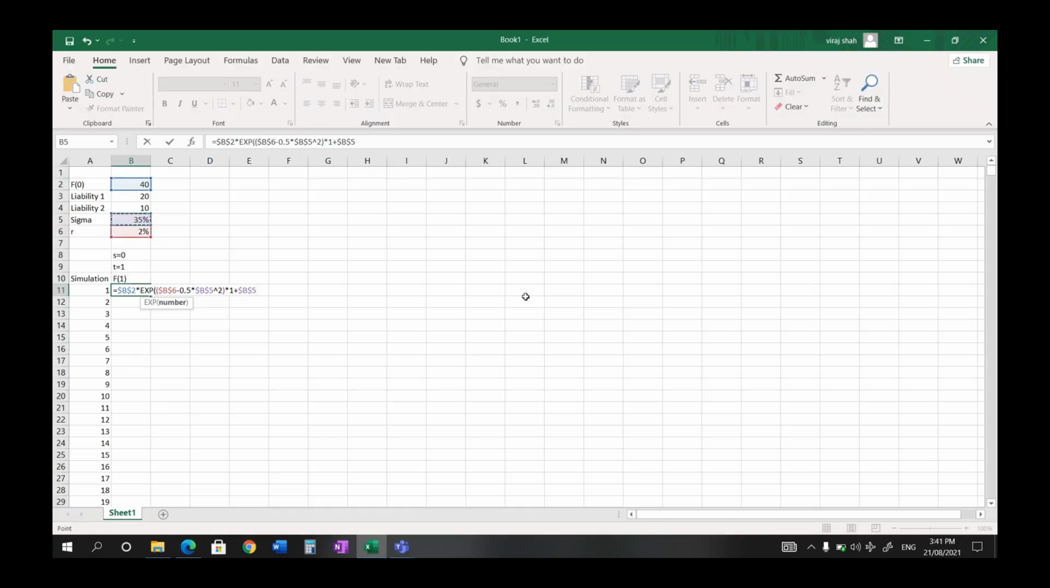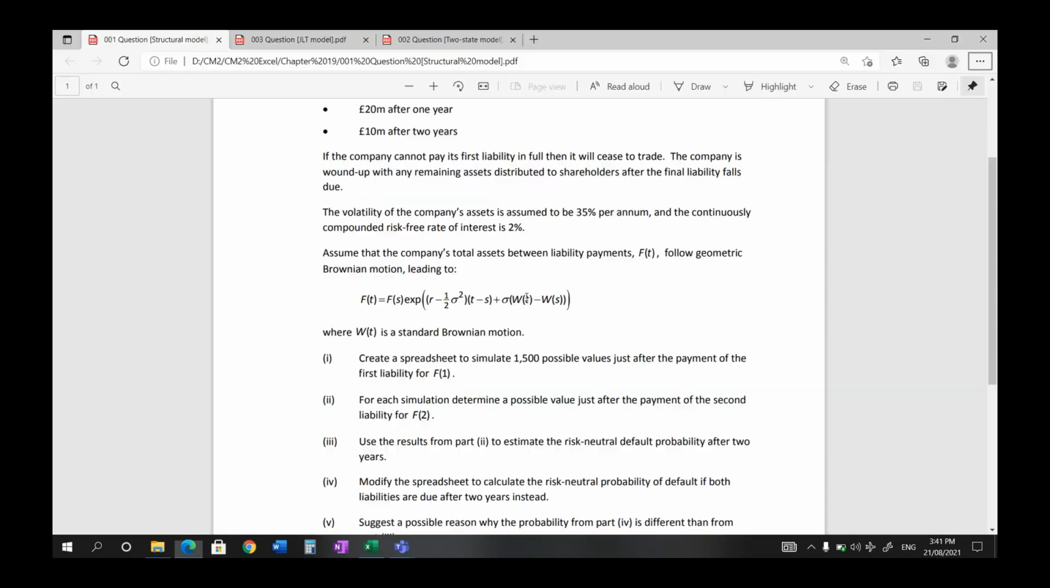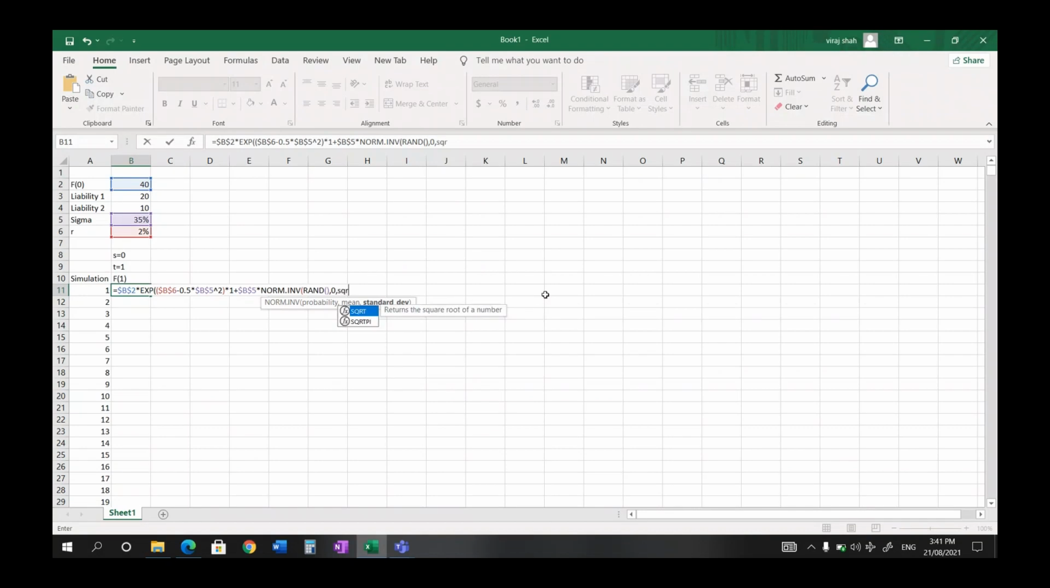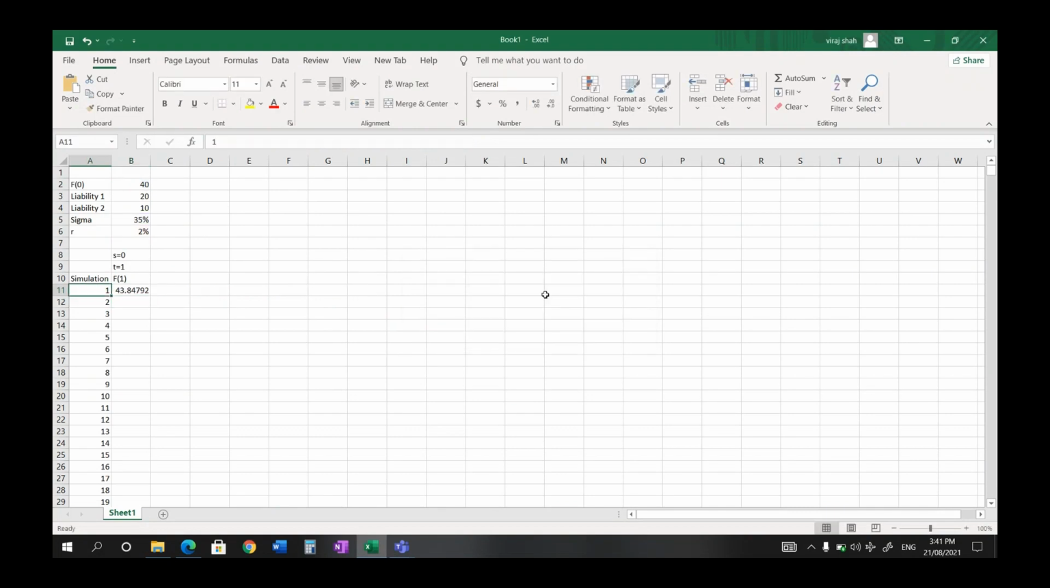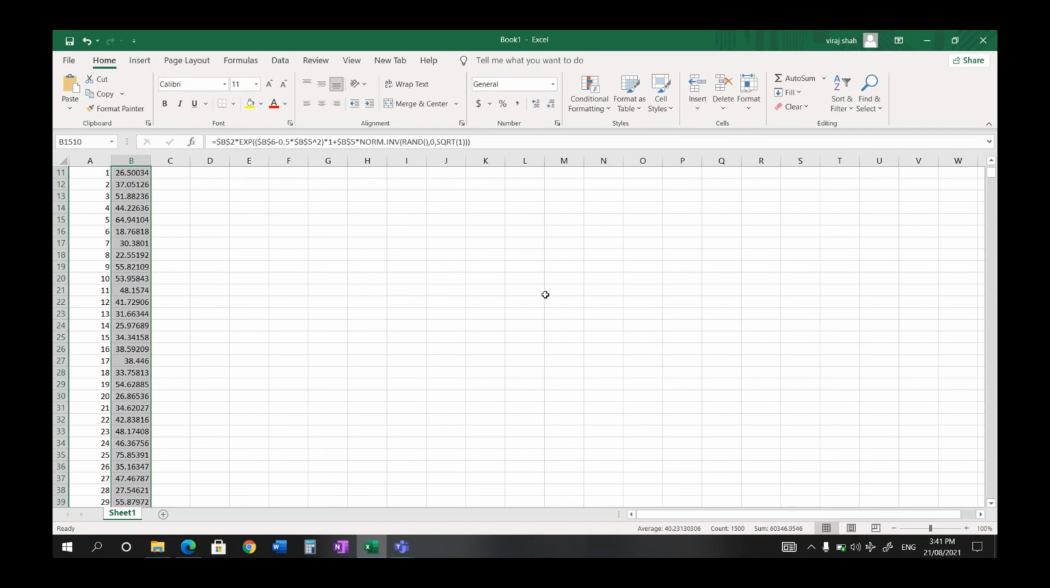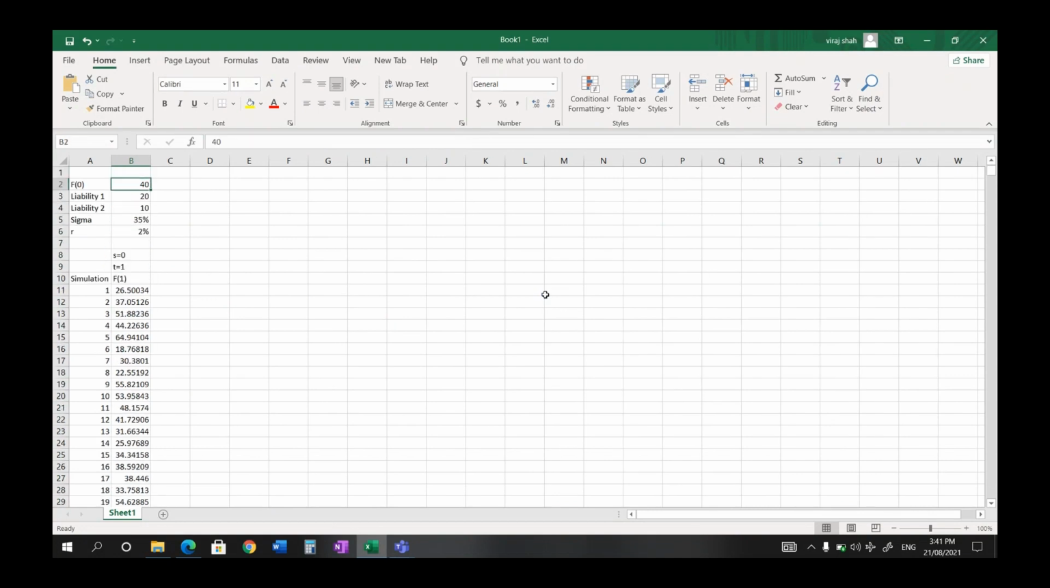So you'll use directly NORM.S.DIST, or you can use norm inverse. Probability would be a random value. Mean would be 0. Standard deviation is the square root of dt, so what is dt here? 1 minus 0, so basically 1, so it would be the square root of 1. So you will get this answer, 43. I'll just drag it down for 1500 simulations. Let's check everything is working as expected. See, everything is working as expected.